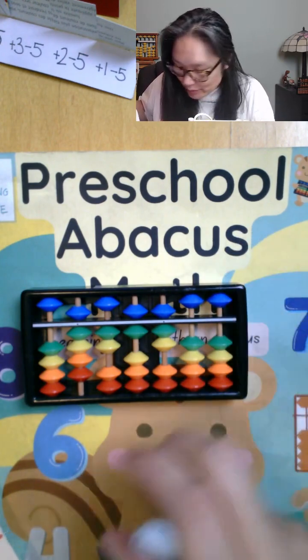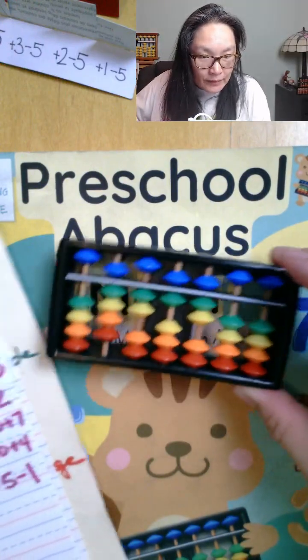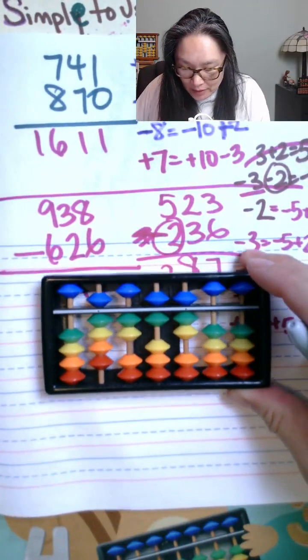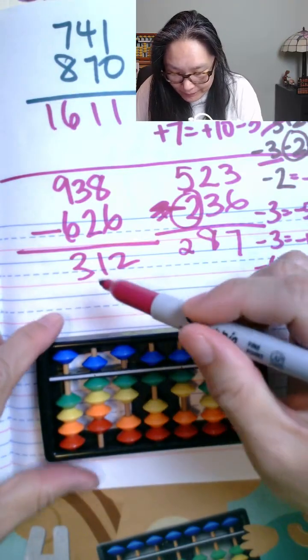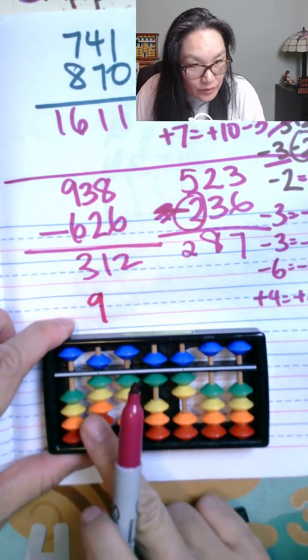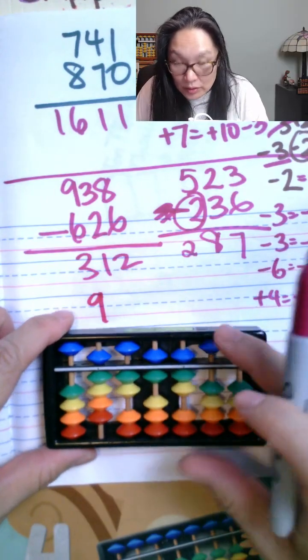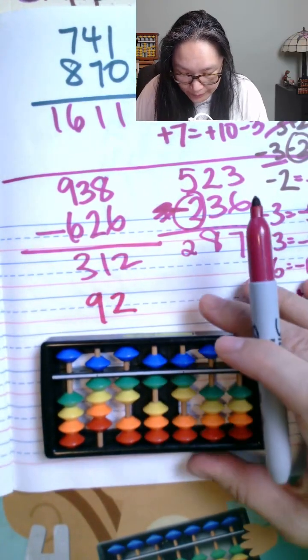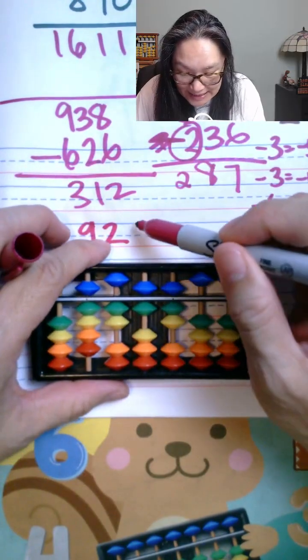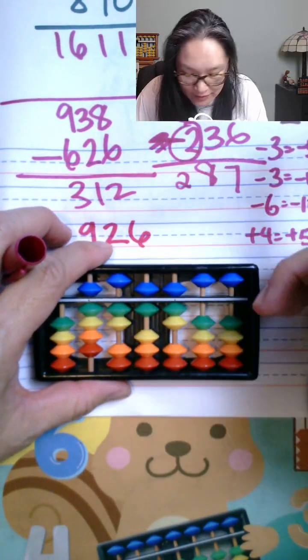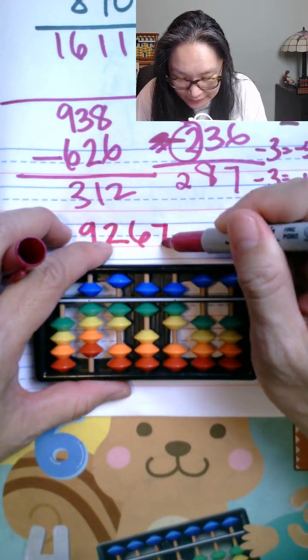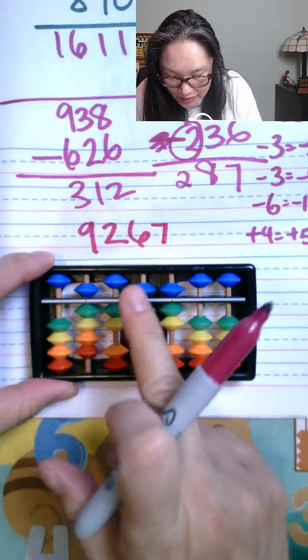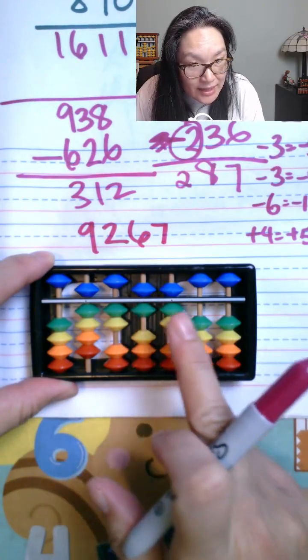So what are we going to do? Well, all right. This is what we're going to do. So I have 9. This is my 9. 9,000. And then this is 2. So this is 200. I have 60. So that's almost there. And then I have 7. So notice I have 9,260.